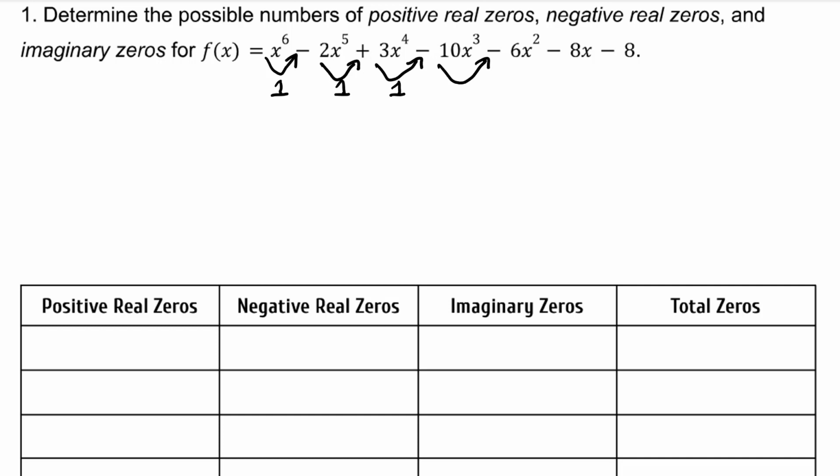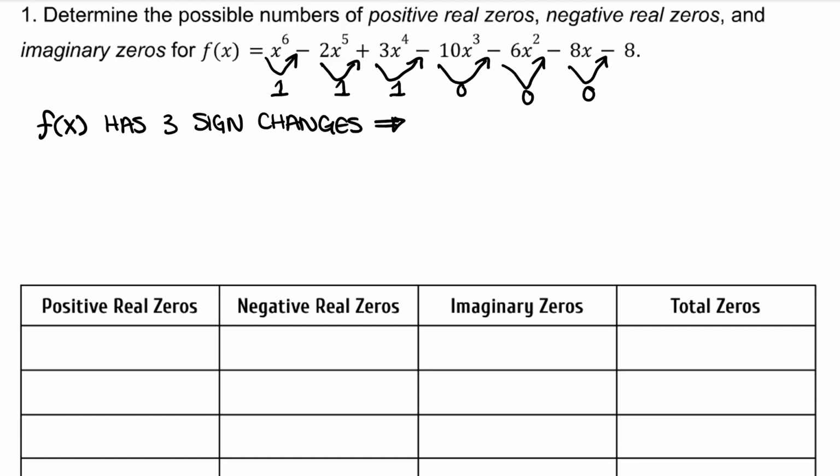From negative to negative is no change. Negative to negative, no change. Negative to negative, no change. F of x has 3 sign changes. This means f of x has 3 positive real zeros or 1 positive real zero.